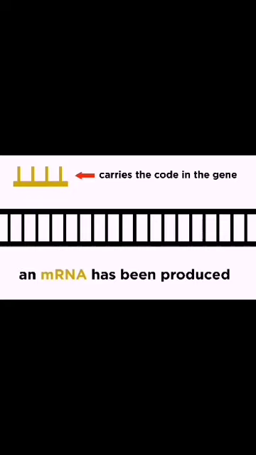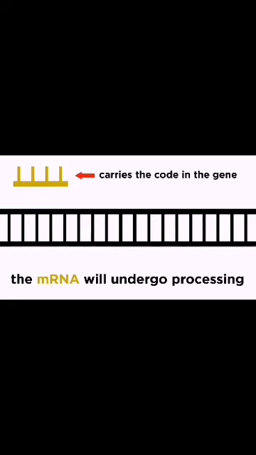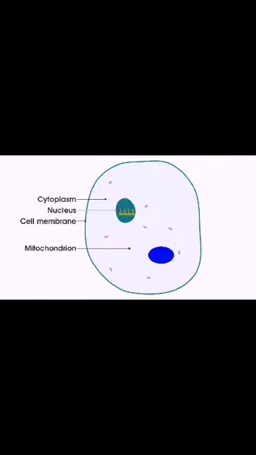This carries with it the information encoded in the gene, and after a few quick modifications during RNA processing, it will leave the nucleus, where all the genetic material, or chromatin, is, and move into the cytoplasm, where it will find a ribosome. This is where translation occurs.